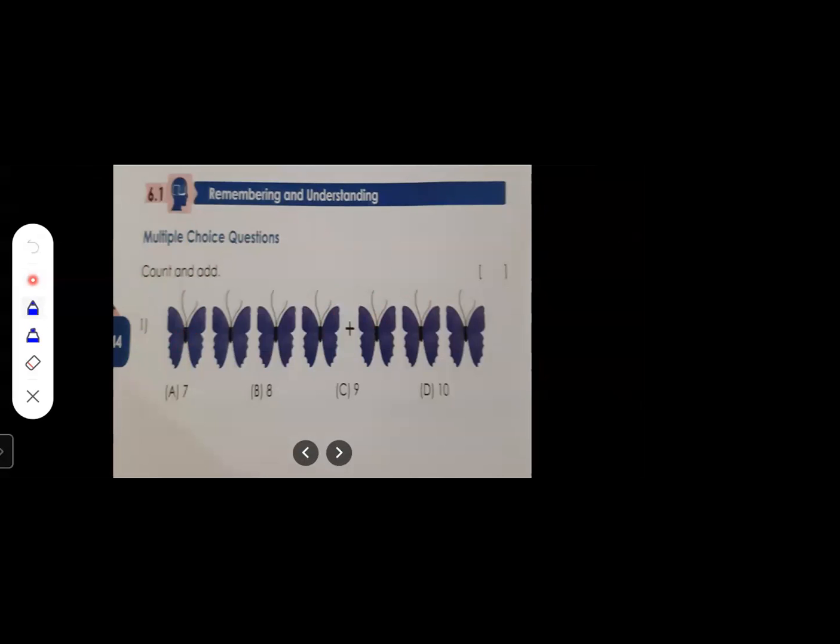What are we going to do? We are going to add this. So how many butterflies are there? 1, 2, 3, 4. 4 butterflies are there over here. Then next, 1, 2, 3. So 3. What do we have to do? 4 plus 3. What will be the answer?